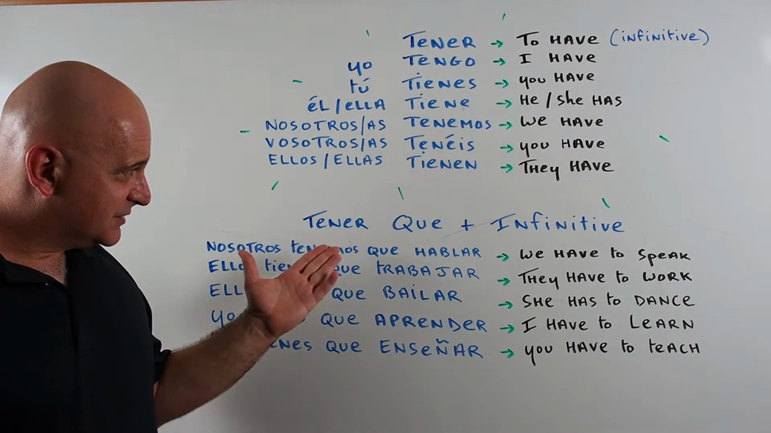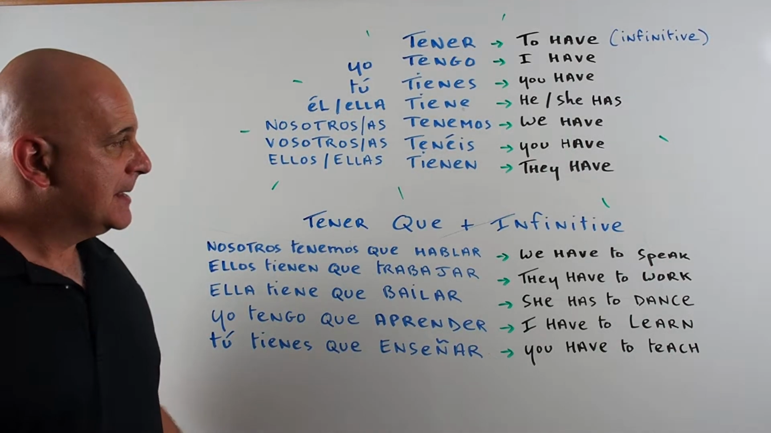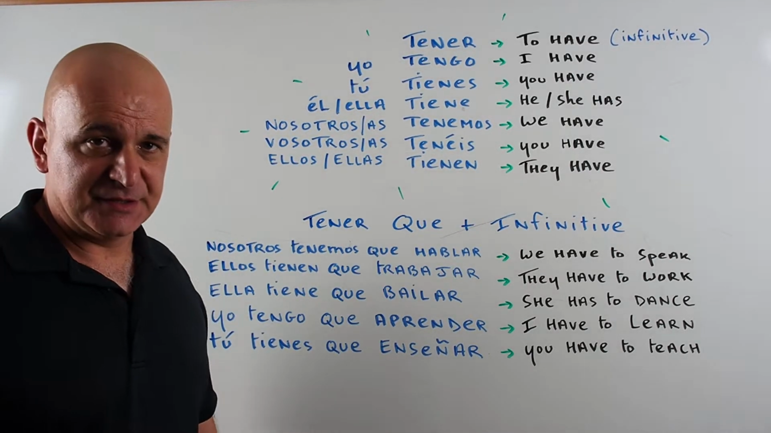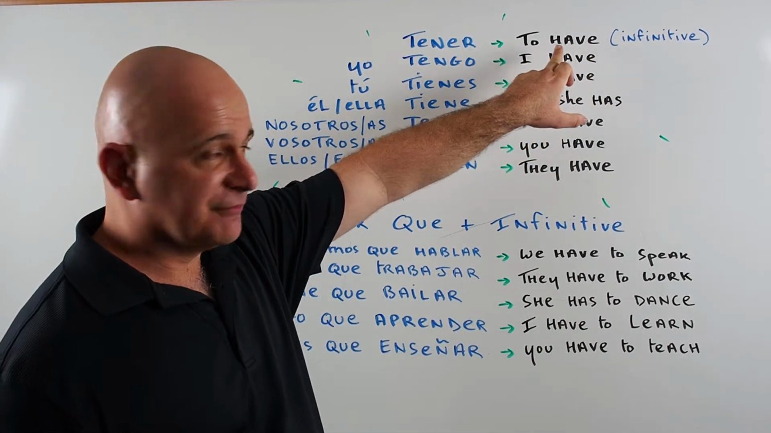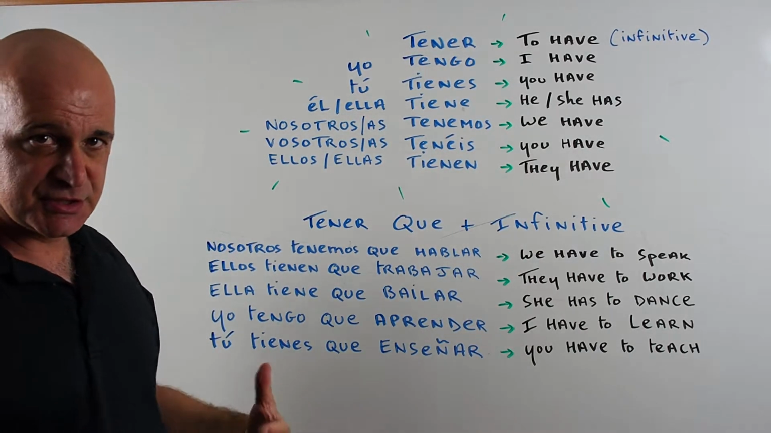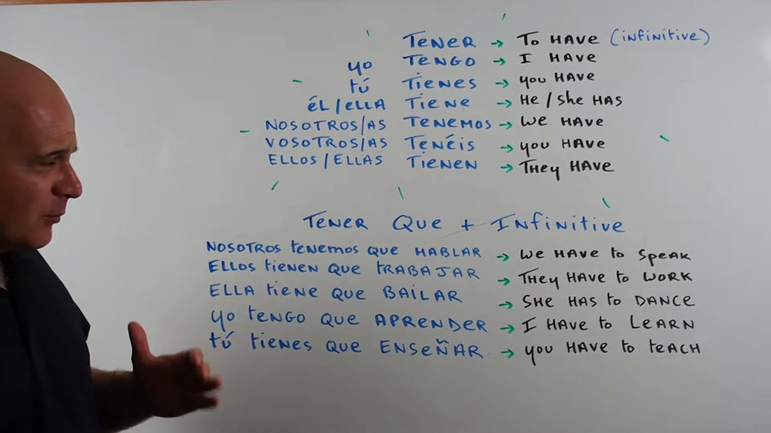Now, tener que means to have to, okay? And then it's going to be followed by the infinitive. We saw before that the infinitive is the basic form of the verb. That's basically when you say in English the "to" in front of the verb, right? So, you see what I did here? We're adding it up here, okay?